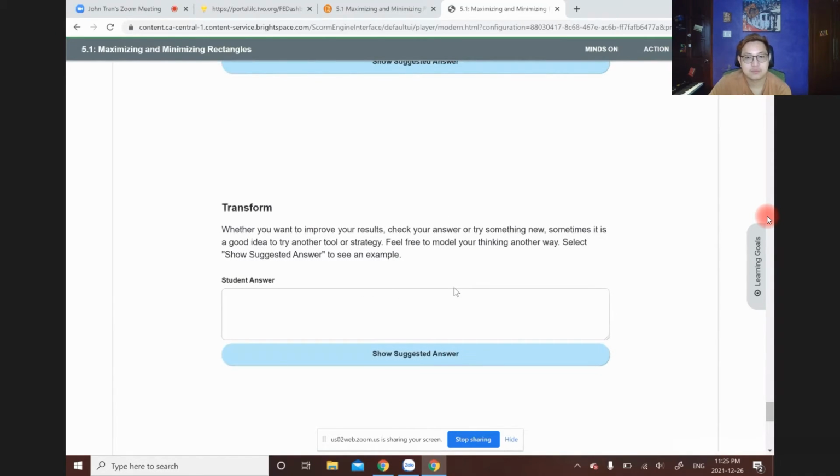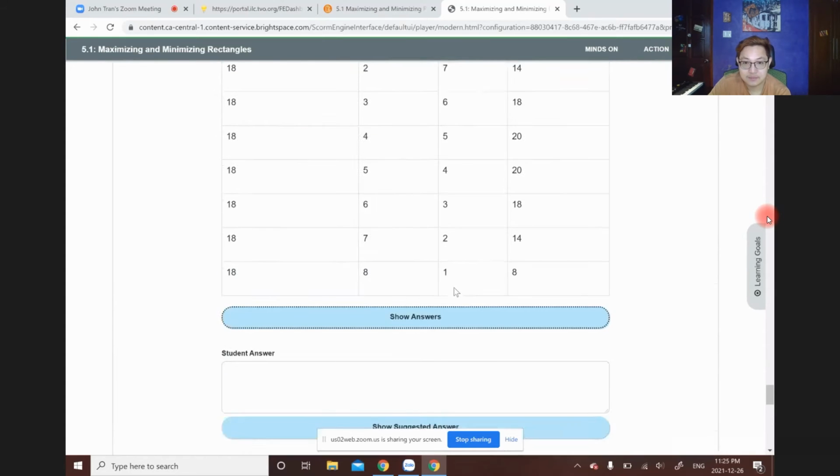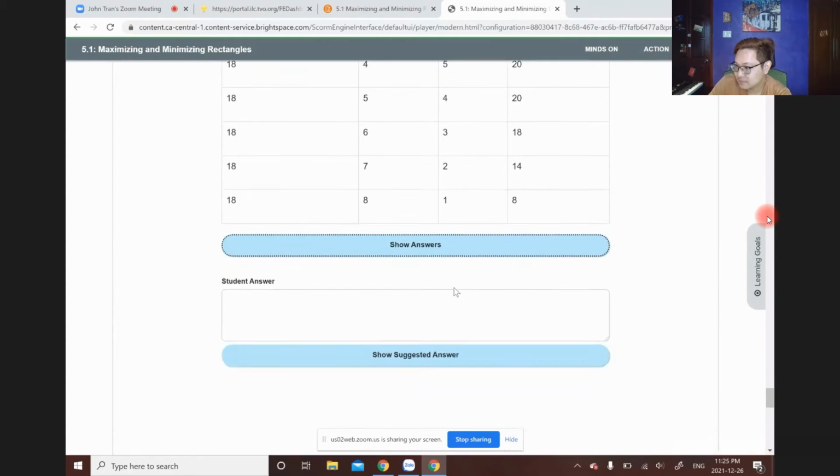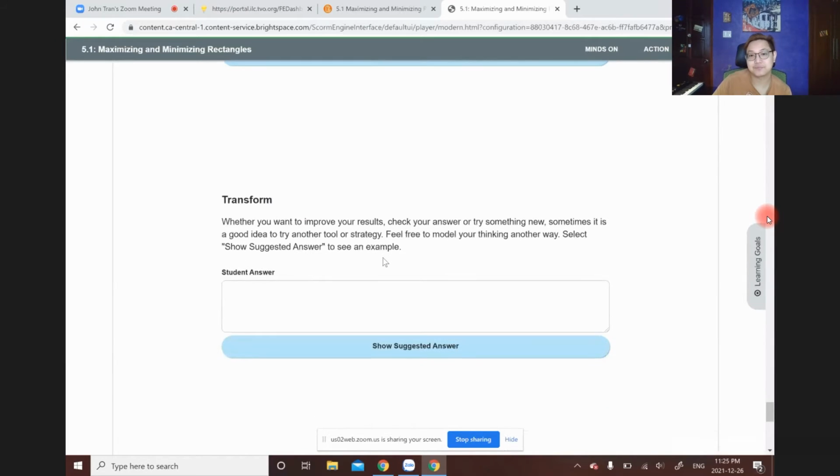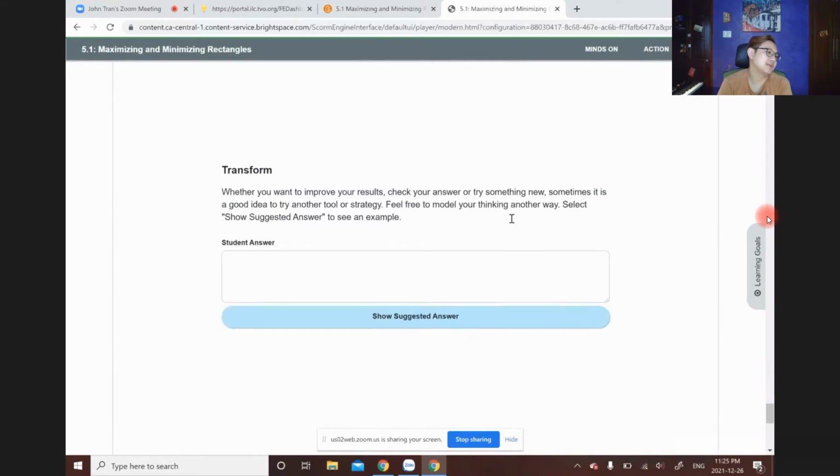Transform wherever you want to improve your result. Improve your result, check the area, try something new. Sometimes it is a good idea to try another tool or strategy. Feel free to model your thinking on the way. Of course, they ask you to maybe think out of the box. Just think out of the box. Is there any other way? Is there any better way? Suggest the answer to see an example.